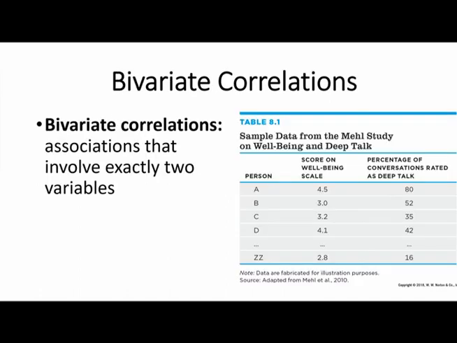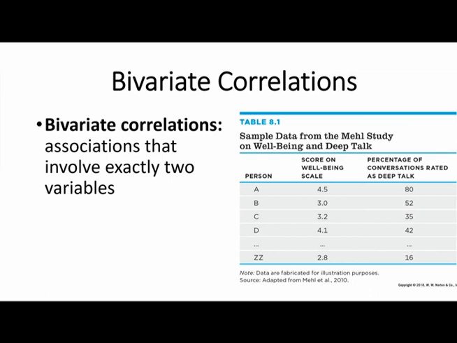So if we're talking about bivariate correlations, well, what are they? These are going to be associations that involve exactly two variables. So bi meaning two, variate for variables. We will look at in the next chapter multivariate correlations, where we're going to be having more than two variables. But for now, to just dip our toes into the idea of correlations, we're going to look at two variables at a time.